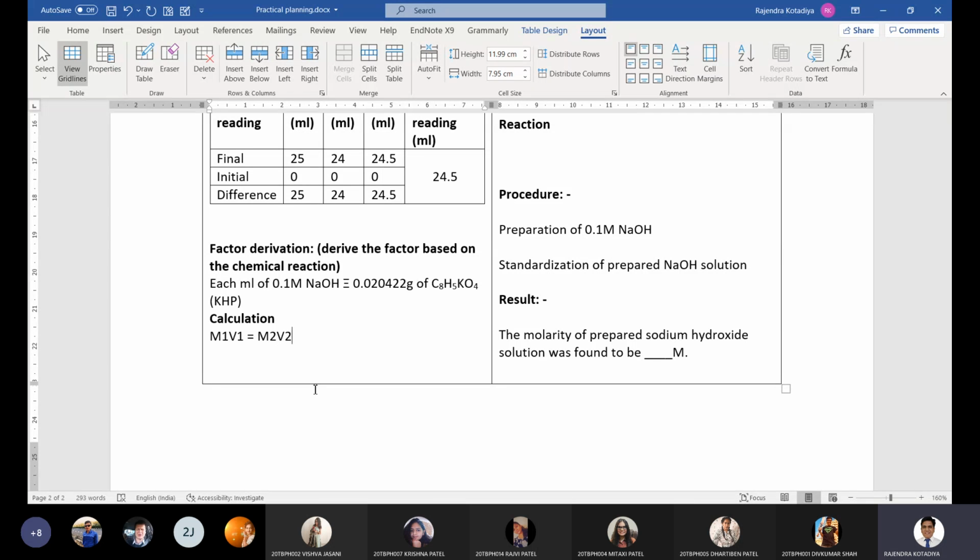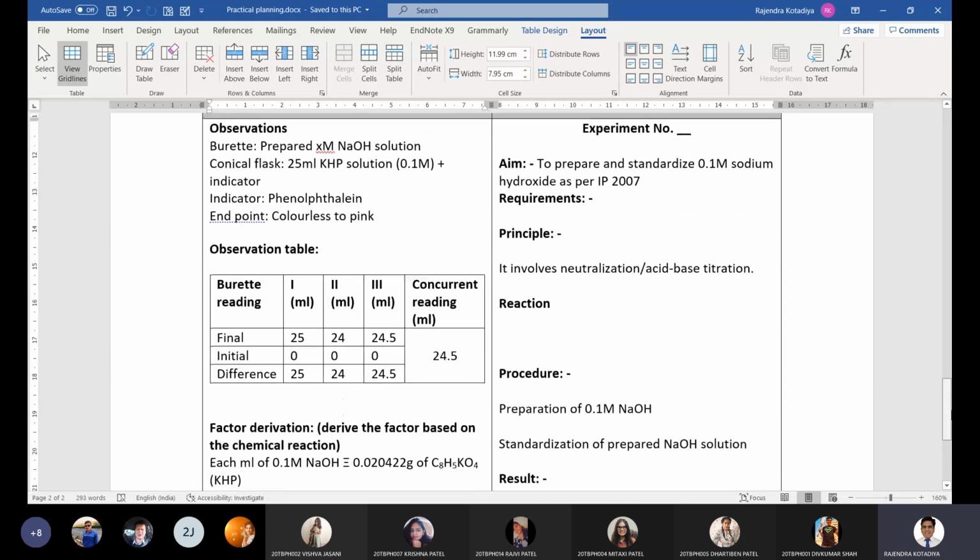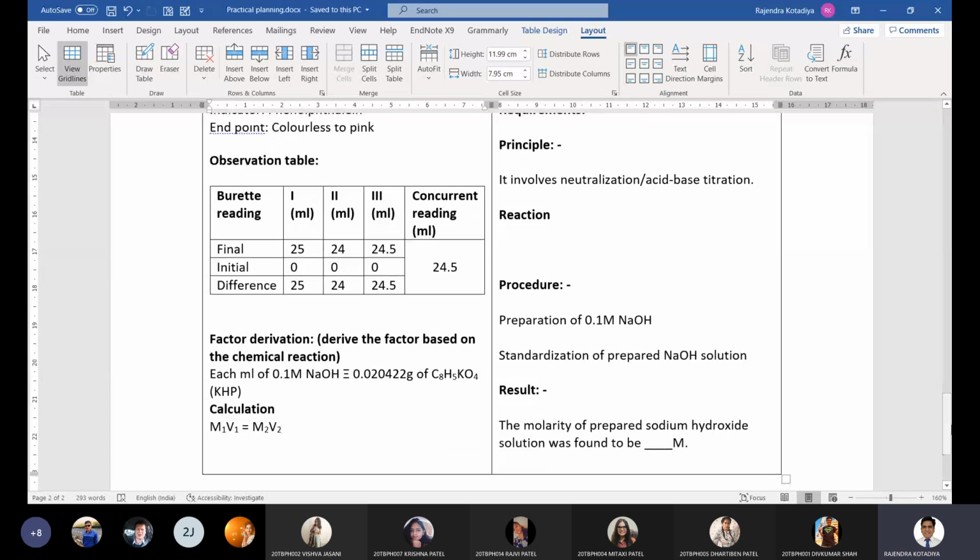But you have to specify what is M1, what is M2, and then you have to perform the calculations. So likewise you have to prepare your journal. This is the journal format which you have to follow for every practical. You have to follow this same pattern for every practical.